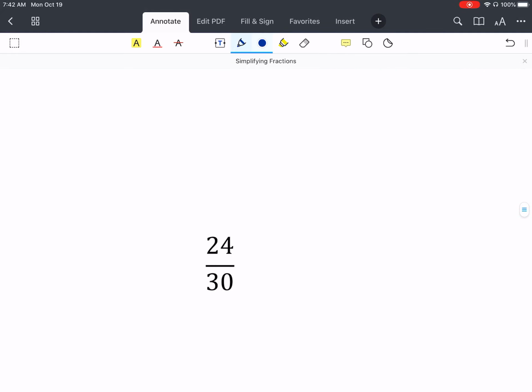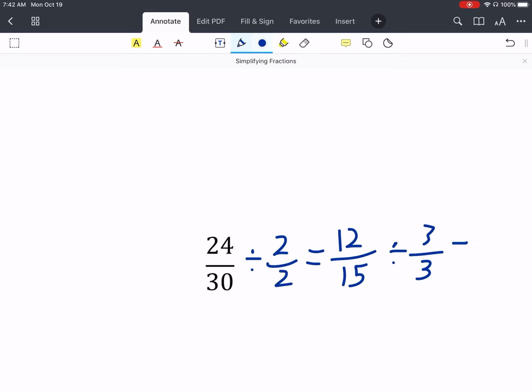24/30. Well, they're both even. So I'm going to divide by 2. That's going to give me 12/15. Oh, I can divide these by 3 also. And that's going to leave me with 4/5.